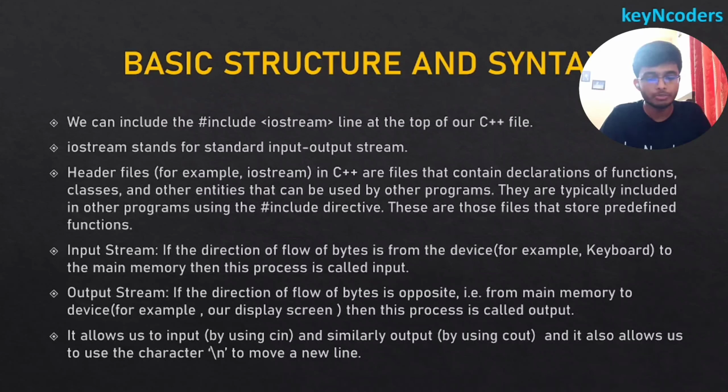iostream also allows us to input and similarly output, and it allows us to use the backslash n character to enter a new line. If you have already done the C language, then you would know that in C we take input using scanf, and similarly you output using printf in C, whereas in C++ we output using cout. So this is one of the differences where C++ and C differ.